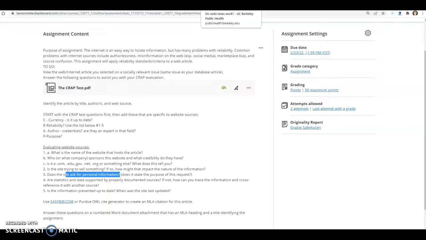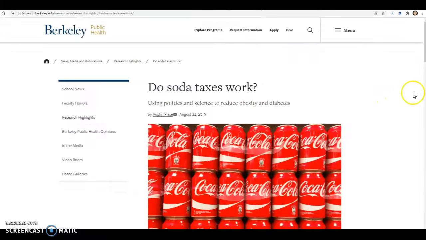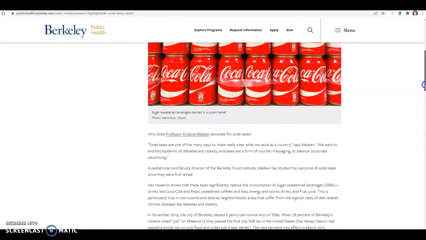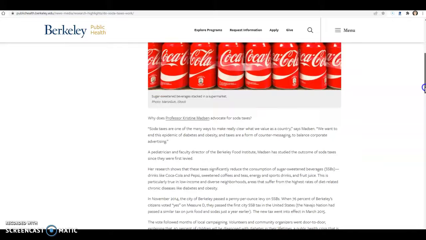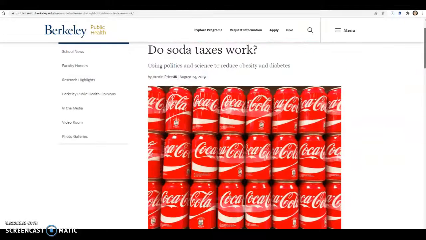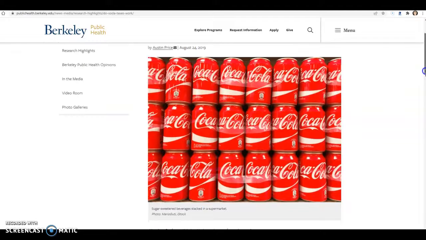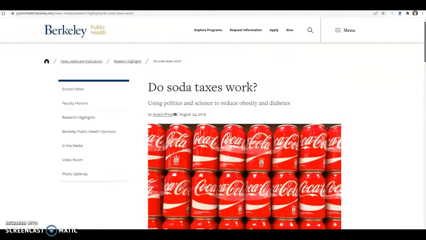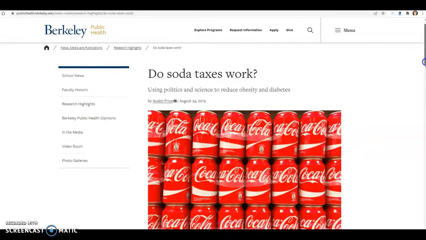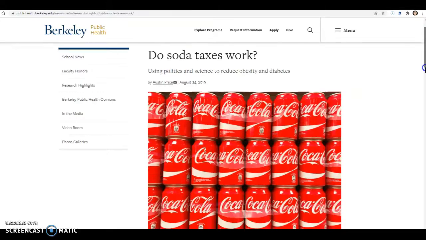So we go to number 4, are statistics and data supported by properly documented sources? For that, we're going to have to look inside the article. First of all, the person writing this, Austin Price, which we would look up for the A, authority. Oh, we didn't do C. Let's do C. August 24th, 2019. So not too terribly old, given that I'm doing this in 2022.